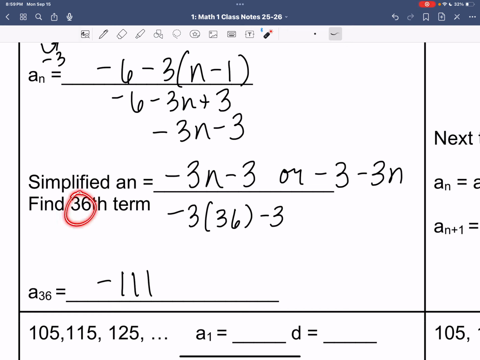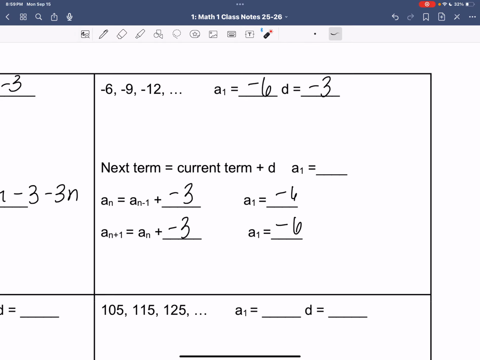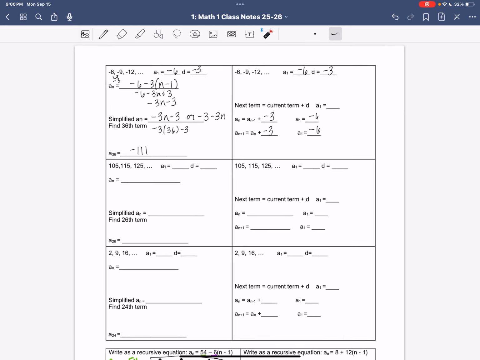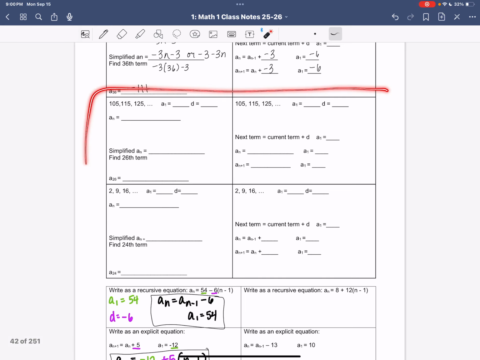So if we want to find the 36th term, we're just going to substitute 36 in for n, and you'll get -111. So here, we're just determining same thing. So we know it's the next term equals the current term plus that. And then a, that's your first term. All right. So what I want you to do is I want you to go ahead, I want you to try those using what we did before.